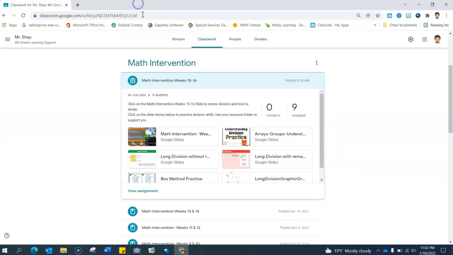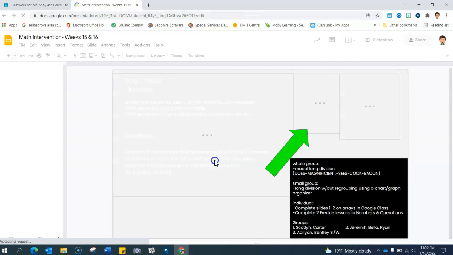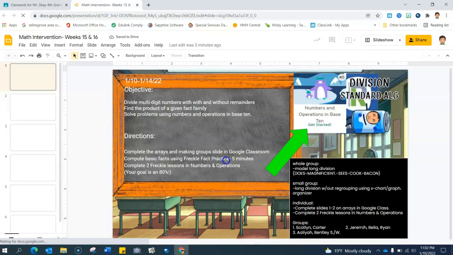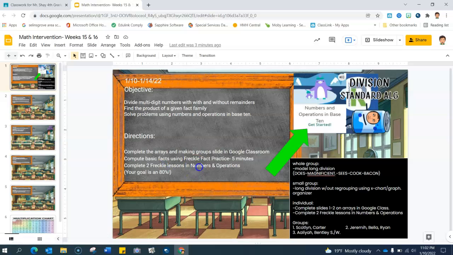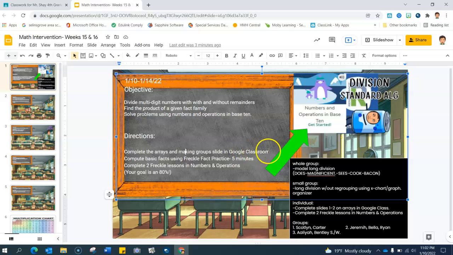When you're finished with that, you're going to go back out into your fact fluency. I'd like you to do 5 minutes of the Freckle fact practice. And then I'd like you to get right into your numbers and operations and complete 2 of the Freckle lessons. And again, Mr. Shea did not put that in here. I'd like you to complete 2 of the slides in our Google Classroom. Complete the arrays and making groups slides. I'll put that in there right now: 2 and 3 in Google Classroom.